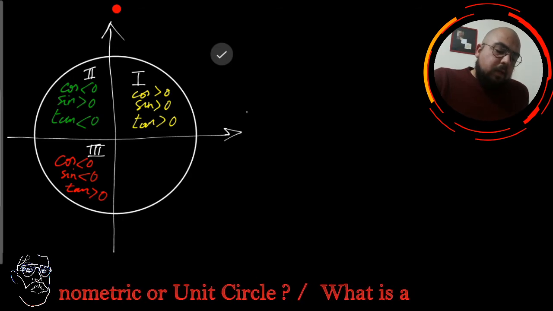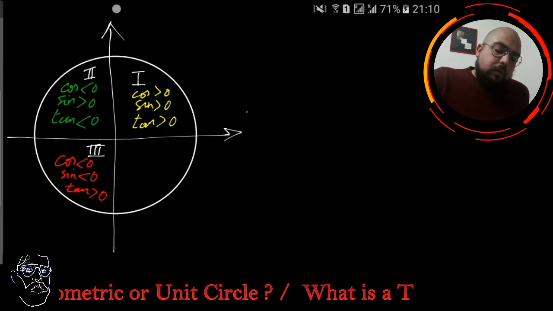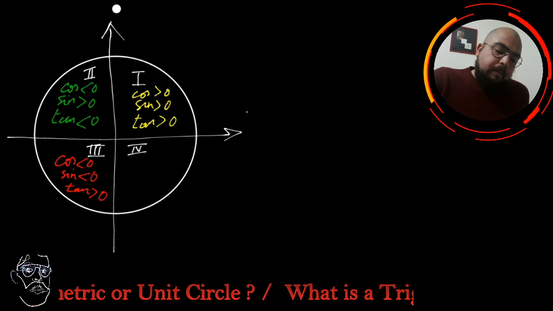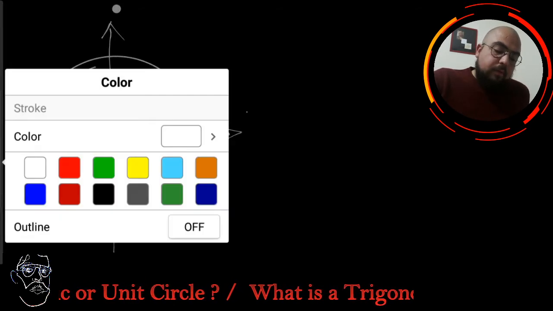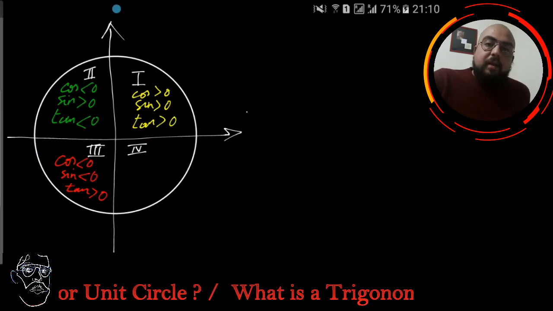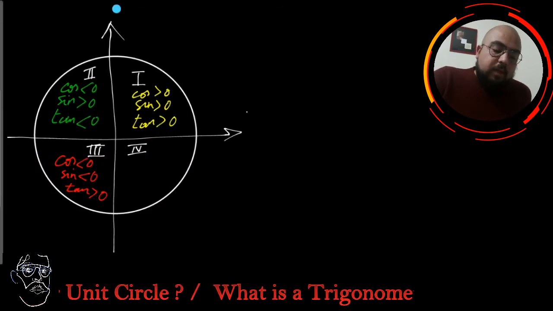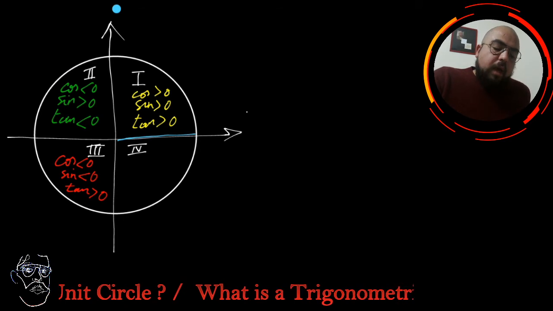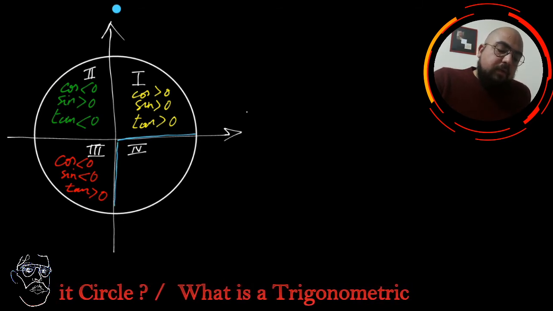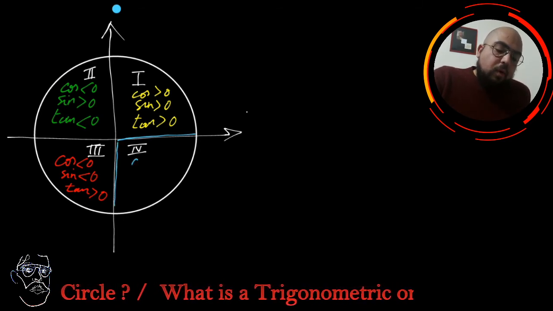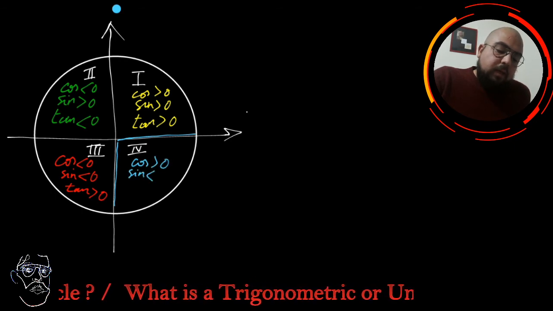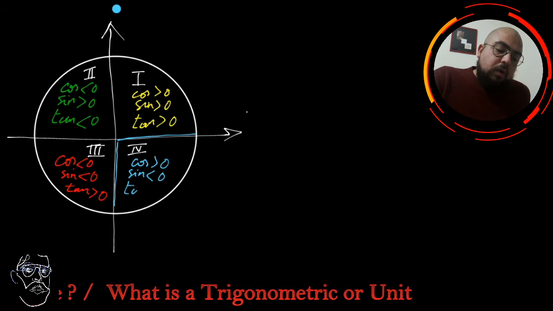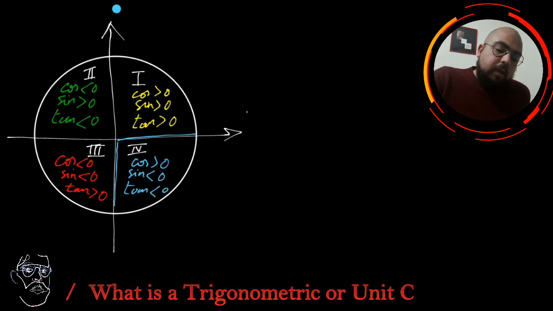And finally, the fourth quadrant. In the fourth quadrant, you have cosine, which is positive, but sine negative, because your axis of abscissa is positive and your axis of ordinate is negative. So you will have cosine positive, sine negative, so your tangent and cotangent will be negative.